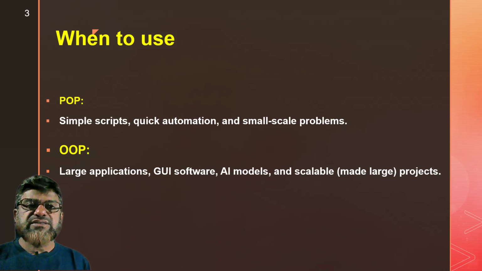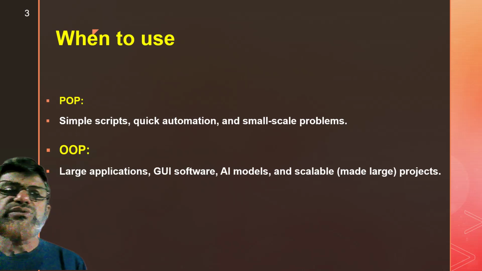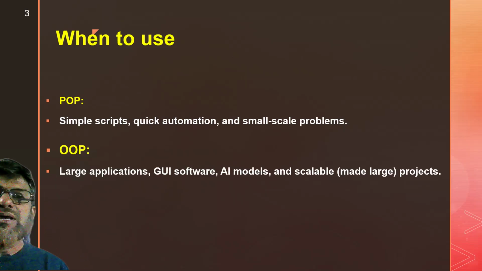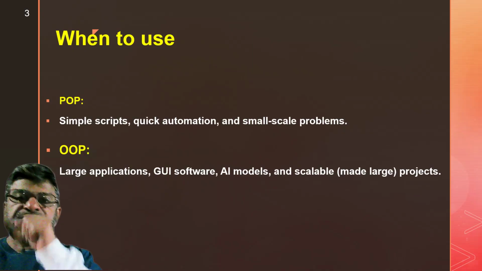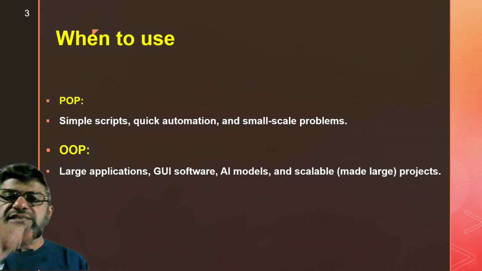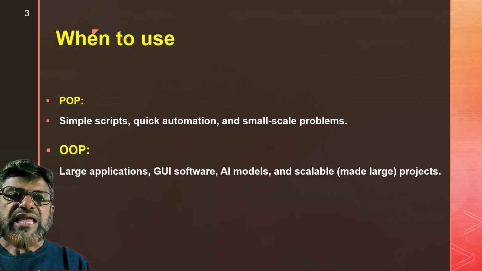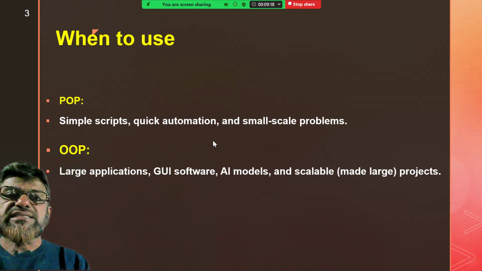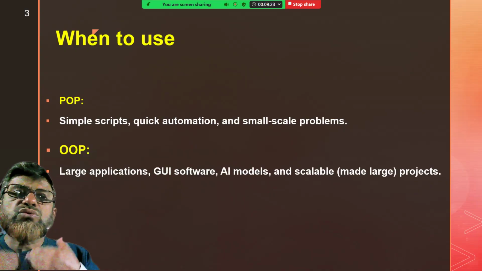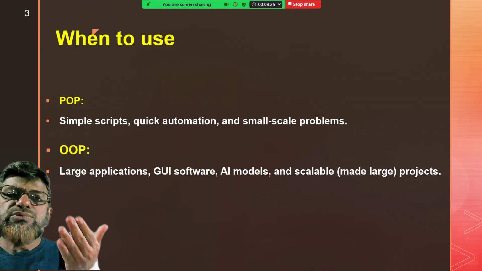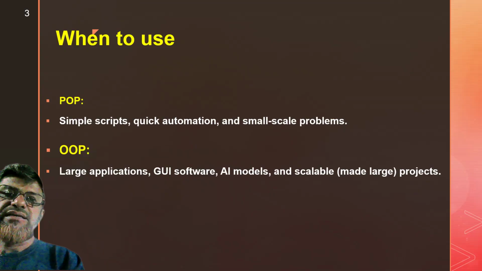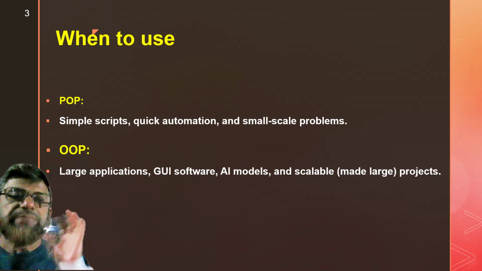Next we have, this is also very useful, when to use POP and OOP. I have already given the concept. POP we can use for small scale problems and simple scripts, as well as quick automations, which we can develop easily. But whatever we write in this, we have to mention step by step, and it will execute sequentially. We have to keep all this concept in mind.